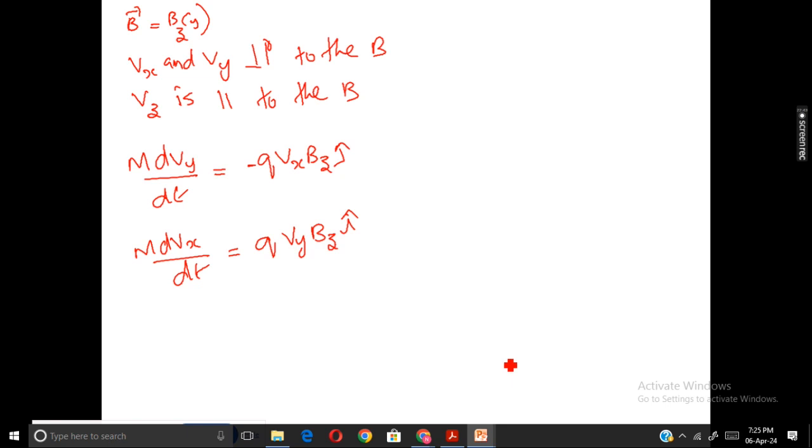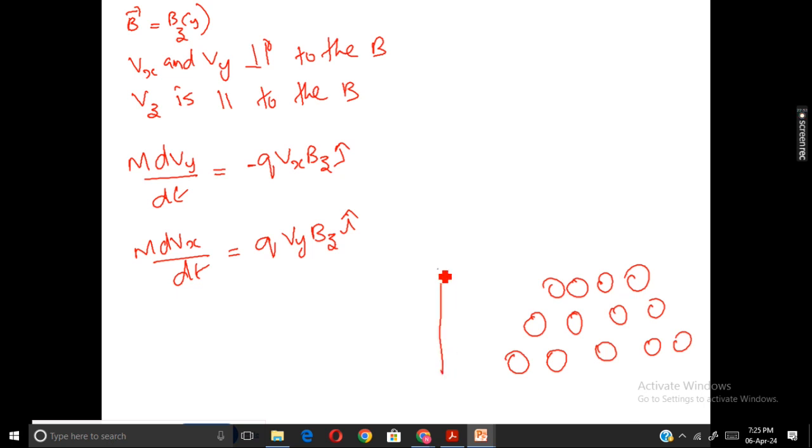In this case, since the magnetic field is varying, it is not the same. It is varying along the y direction. In a homogeneous magnetic field, the particle will have a circular motion with radius of gyration r. In case of a weaker magnetic field, the radius of gyration will be high, whereas as the magnetic field becomes stronger, the radius of gyration becomes less.